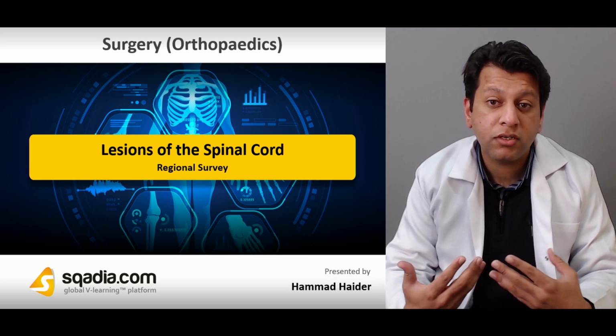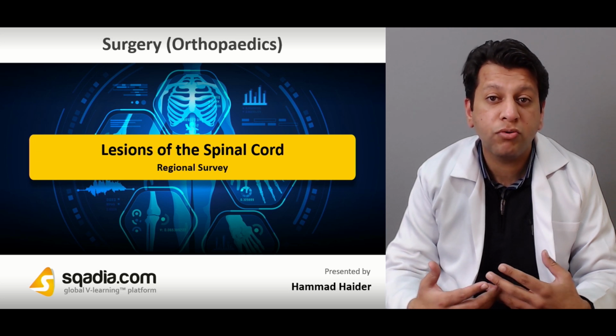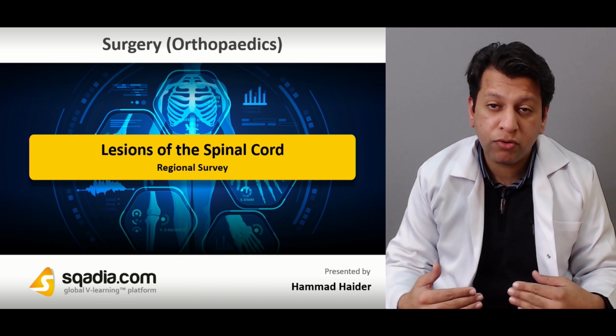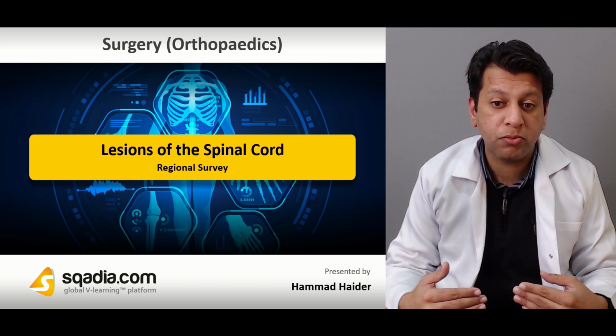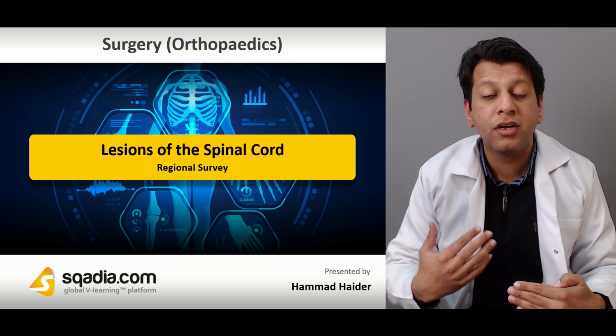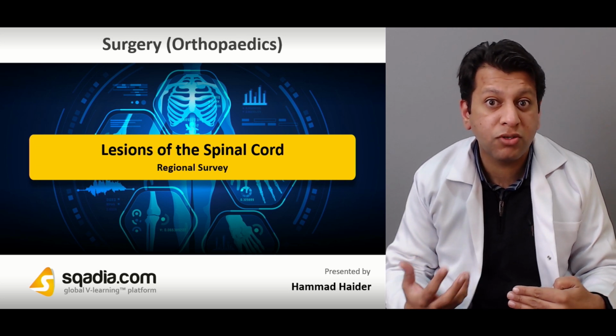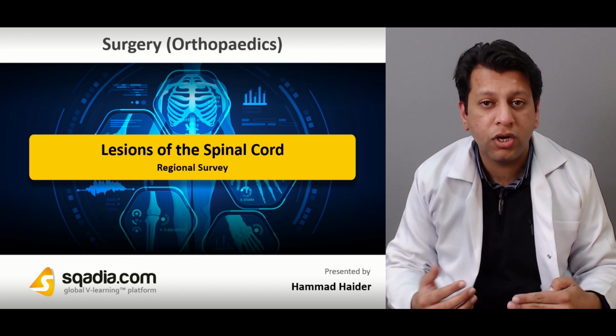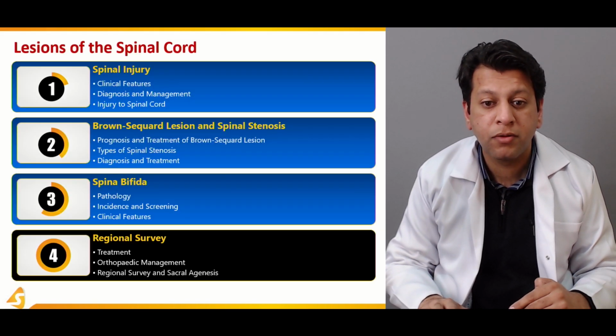Now, once the patient comes with spina bifida, we need to rule out whether it's associated with syndromes or not. For that, we have to quickly scan through the regional systems as well. In this section, we're going through the regional survey of those patients who usually present with congenital anomalies, along with a very rare disease called sacral agenesis.